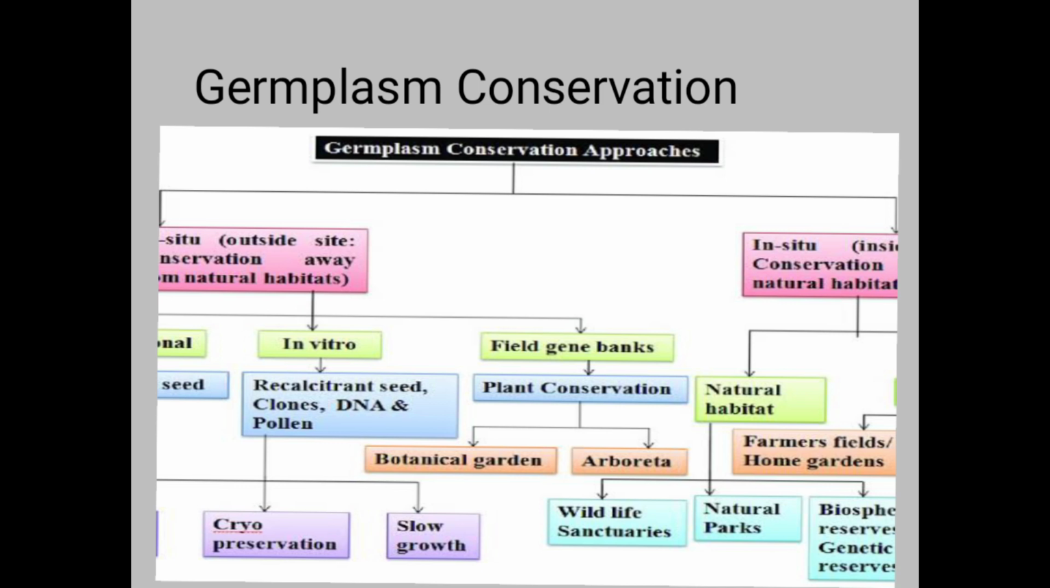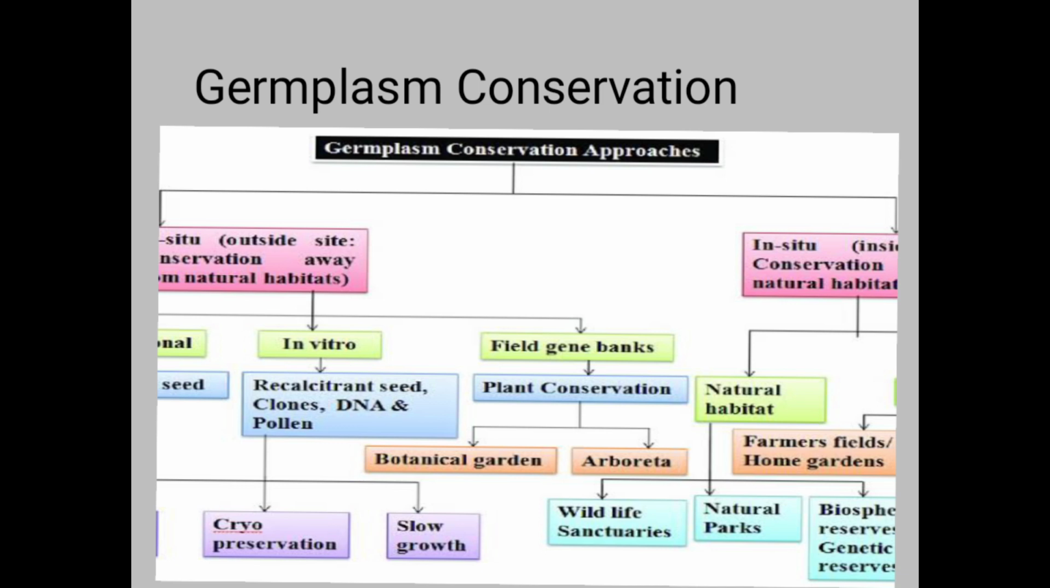So in this illustrative diagram, we see ex situ. It simply means outside-site conservation, away from the natural habitat. The in situ is the conservation inside the natural habitat. This is where you have the zoo, the natural park, the biofarms, and the farm field, where you can conserve a field bank, where you have the natural plants being conserved, and the rest of them.